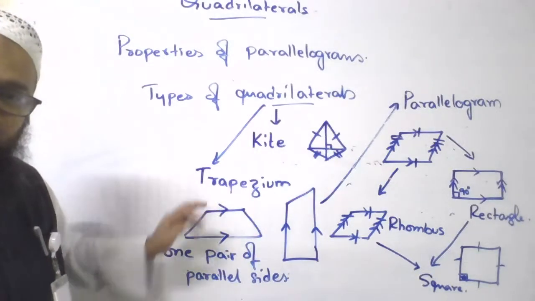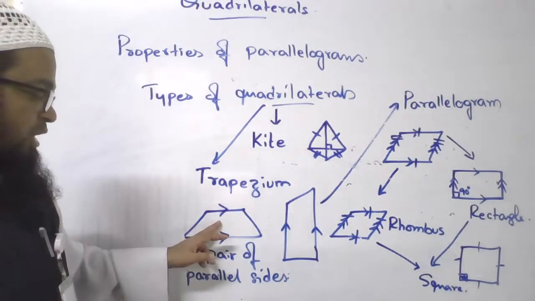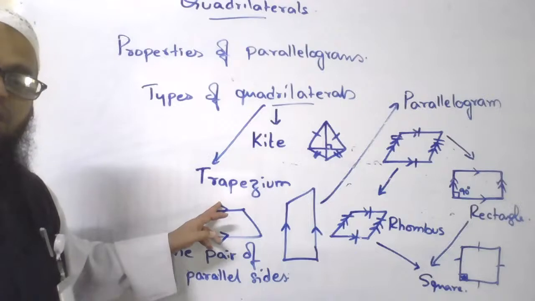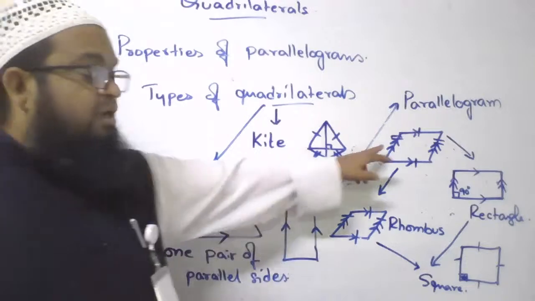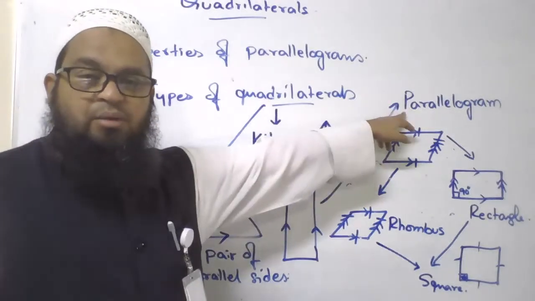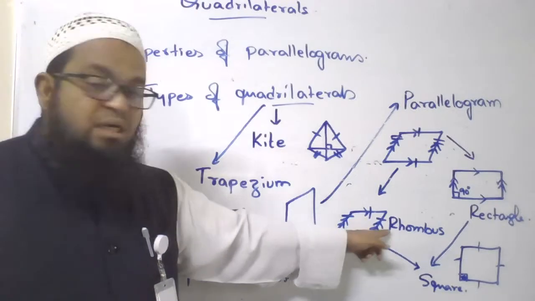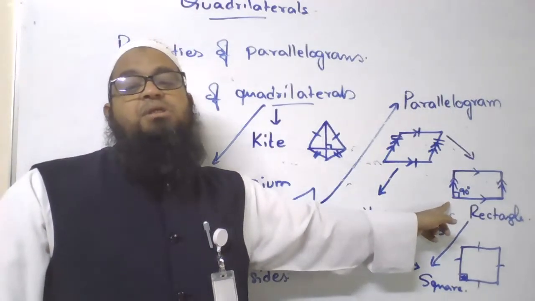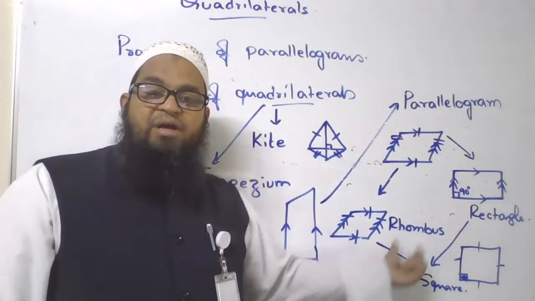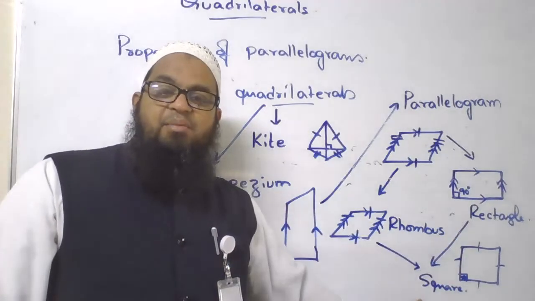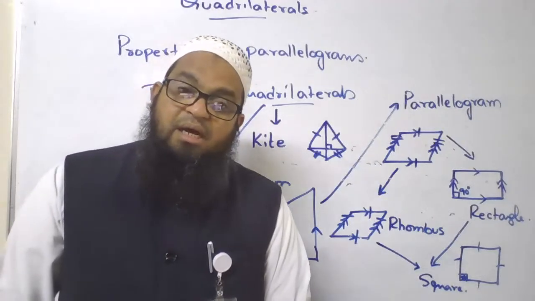Now trapezium: a quadrilateral which contains one pair of parallel sides is called a trapezium. And if it contains two pairs of parallel sides, it is a parallelogram. And for a parallelogram, if I add one condition that all sides are equal, then it will be a rhombus. And if I add a condition that the angle between the adjacent sides is 90 degrees, it becomes a rectangle. And if I combine the conditions of rhombus and rectangle, it becomes a square. All sides are equal, and the angle between the adjacent sides is 90 degrees.